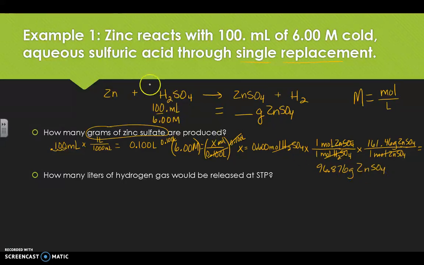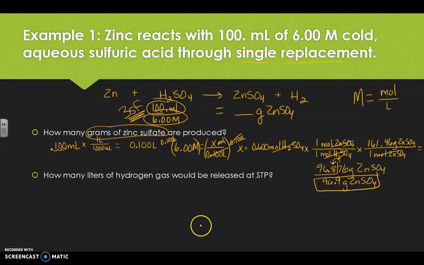So we go back to the original numbers from the problem. There's 3 here, there's 3 here. We need 3 significant figures in our answer. So we make this 96.9 grams of zinc sulfate will be made. And that is our answer. Lots of fun.